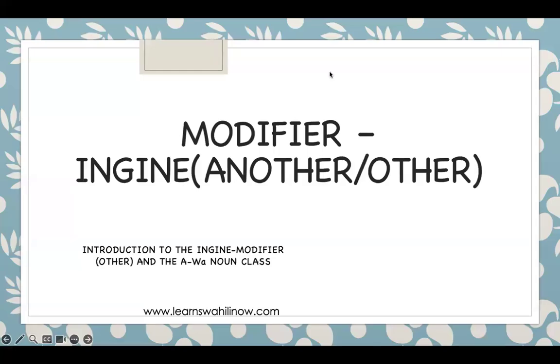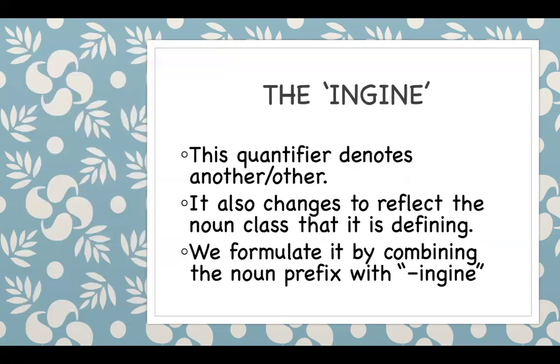In this video, we are going to be working with the modifier ingine, which denotes another in the singular form or other in the plural form. We're also going to be looking at the example of the a, wa noun class. This quantifier denotes another, like I mentioned, or other, and it also changes to reflect the noun class that it is defining. Up to this point, you should be quite comfortable with your noun classes, but if you're not, I highly recommend you go back to level 1, module 2, and look at the noun classes.